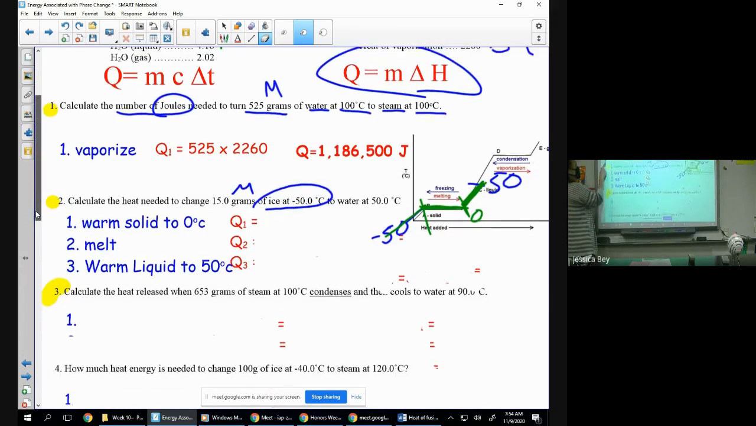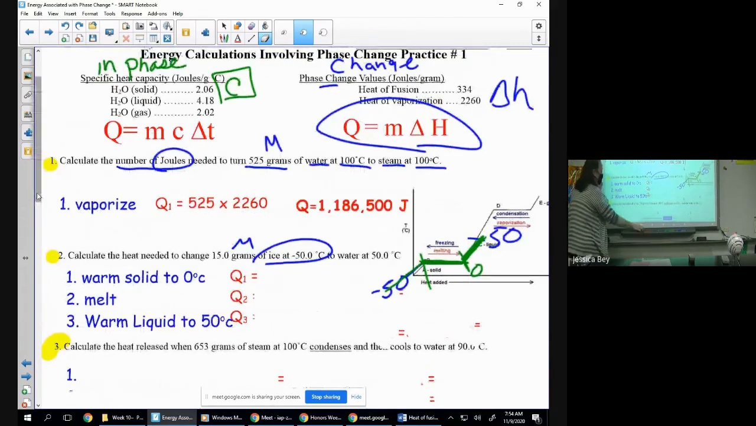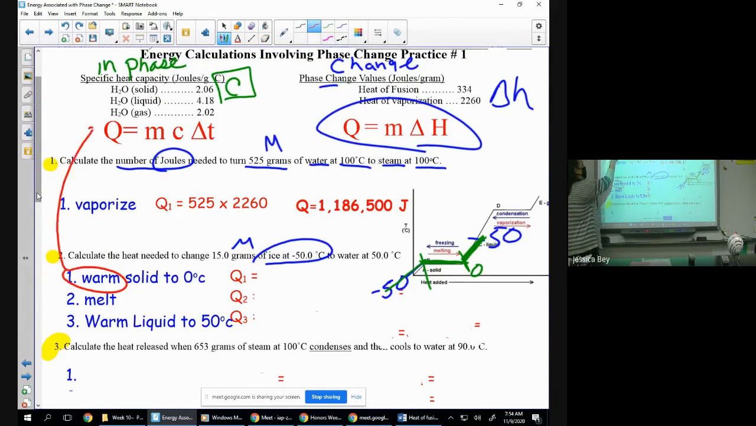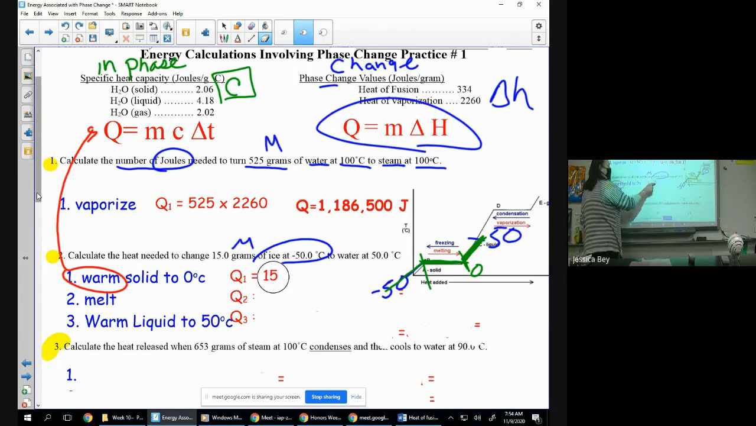As soon as you see the word warm or cool, because we're going to go down, so we'll do the warming. If you see warming, I know I'm MC delta T'ing. So my Q is equal to M, which is 15. I am solid, solid, solid. So I look up here, give me a 2.06. And if I am at -50 and I want to get to 0, that means I have to go 50 degrees.